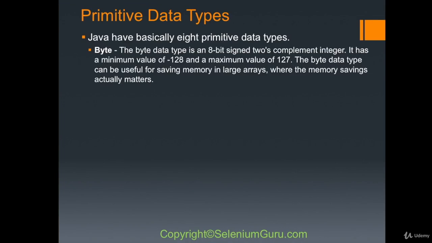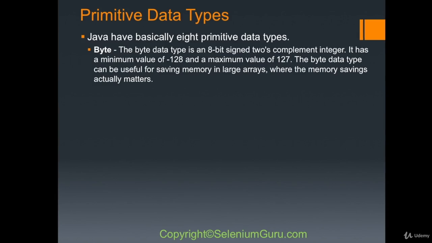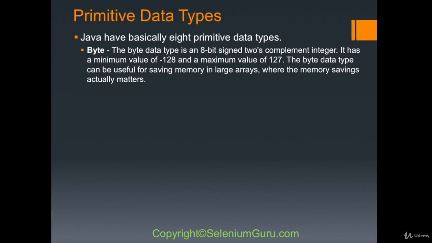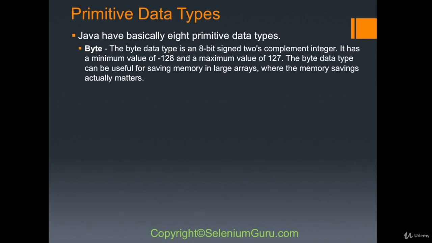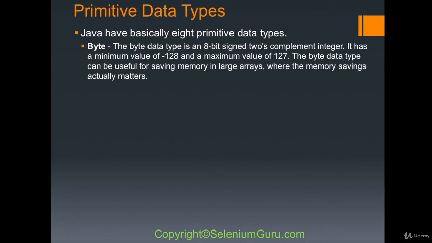First is byte. The byte data type is an 8-bit signed two's complement integer. It has a minimum value of -128 and a maximum value of 127. That is kind of like the book definition of what byte is, right? In the simplest form, byte is basically the smallest data type of Java. So let's say, for instance, you wanted to store a value that is very, very small, then you can use byte, because it only has a range of -128 to 127. So byte is very useful for saving memory.